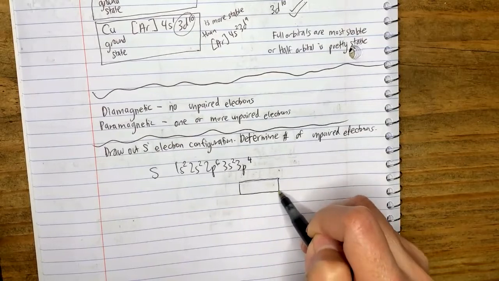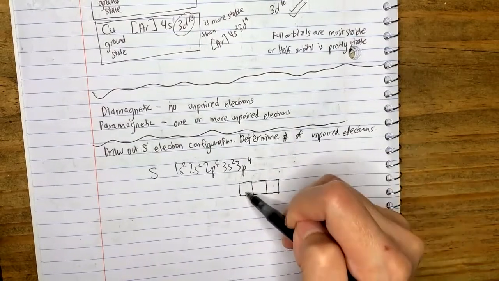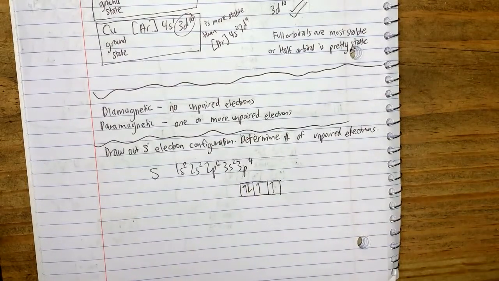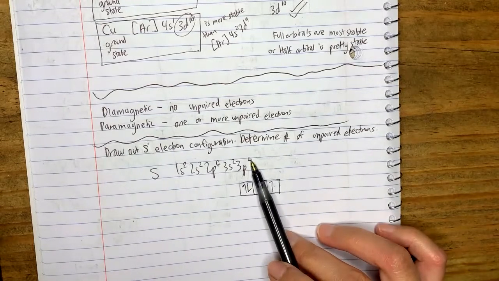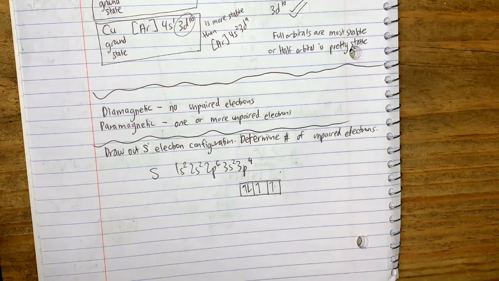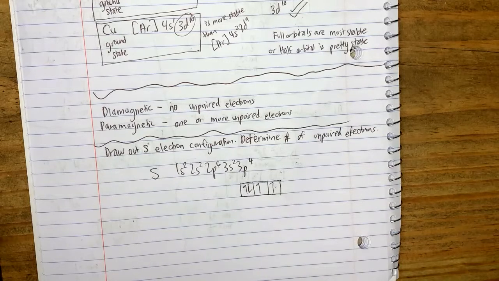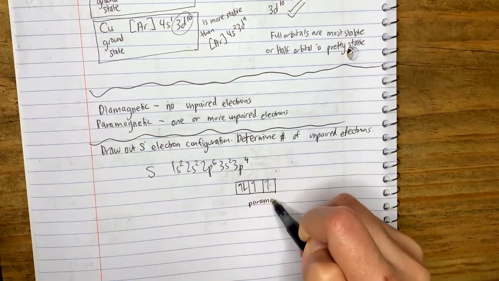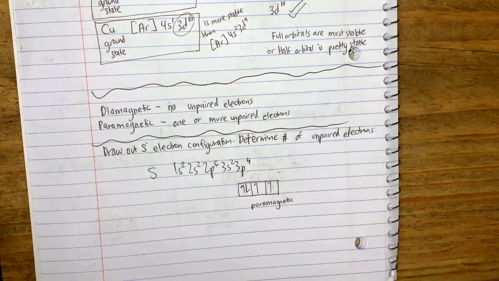If I drew all of it, it would take me forever, and my art isn't that good. So spin up, spin up, spin up, spin down. You're like, huh. So if you thought even numbers means all paired, that's actually wrong, because this is an even number and you still have unpaired electrons. So you gotta make sure you don't fall for that. Always draw it out just in case to see what it looks like, and it doesn't take that much time. Okay, so this one here is paramagnetic, so it'll be attracted to a magnetic field.